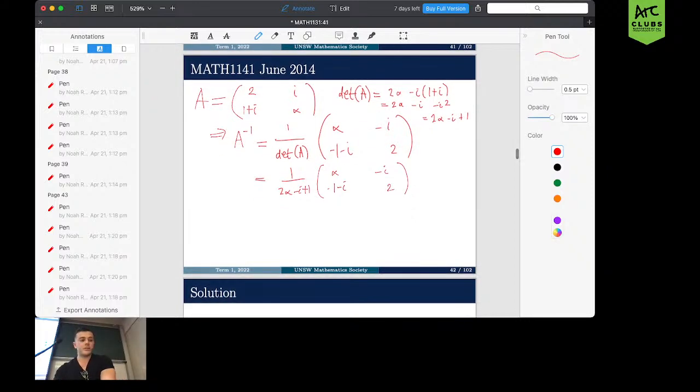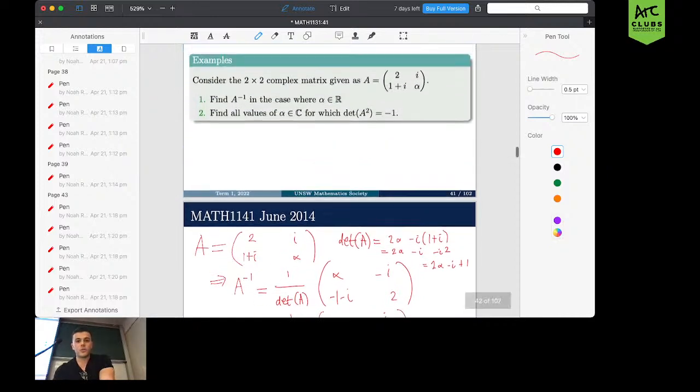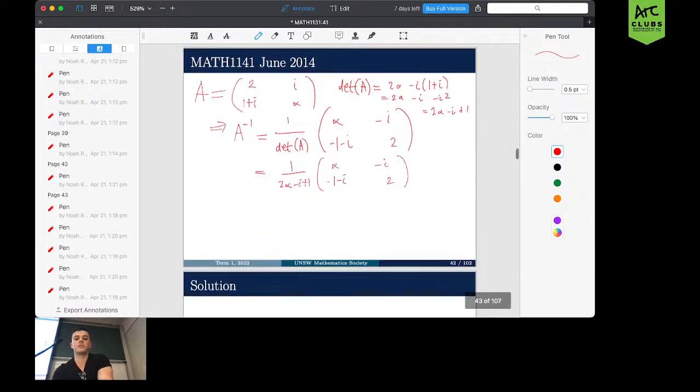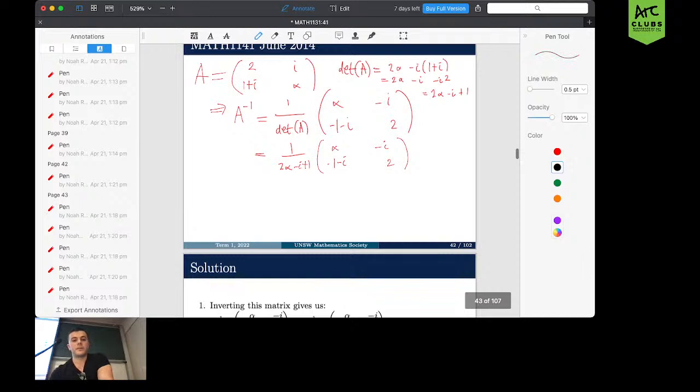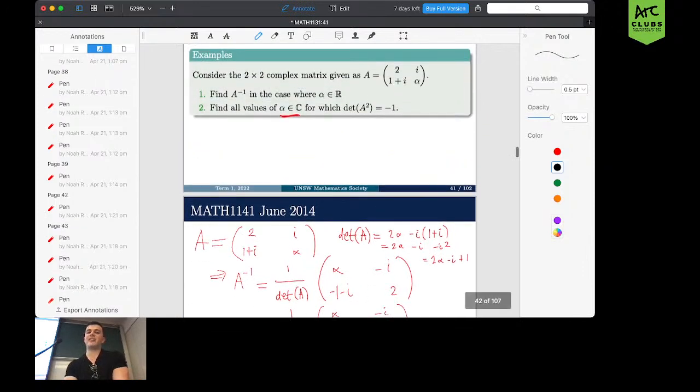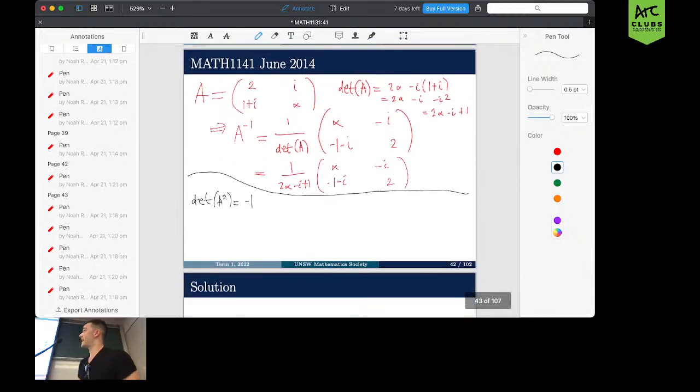Okay. Now, what do we want to find here? What we want to say is find all values for A, which is complex, for which determinant of A squared is -1. Okay. So what we know is that the question told us that the determinant of A squared is equal to -1. That's what we're working off. We want to somehow find some sort of alpha, which is complex, in which this is true. Well, how do we do that?